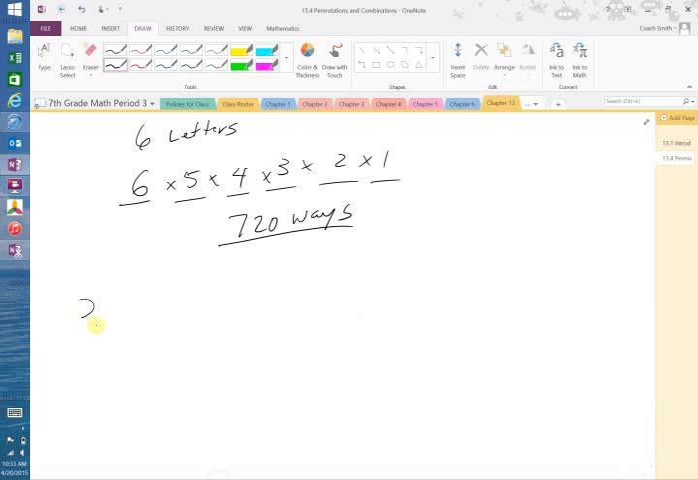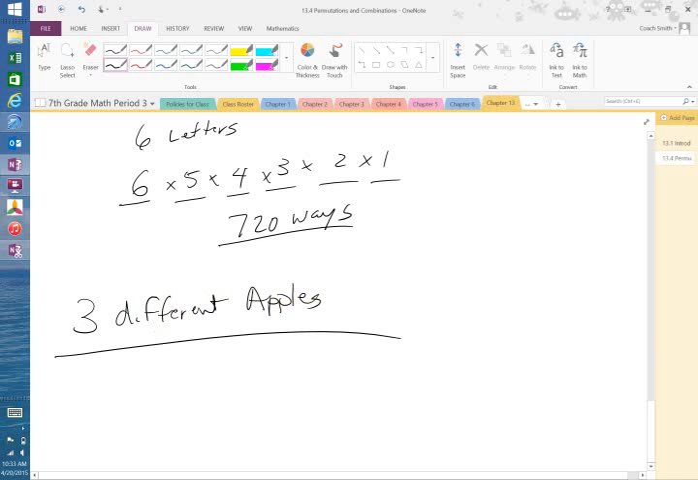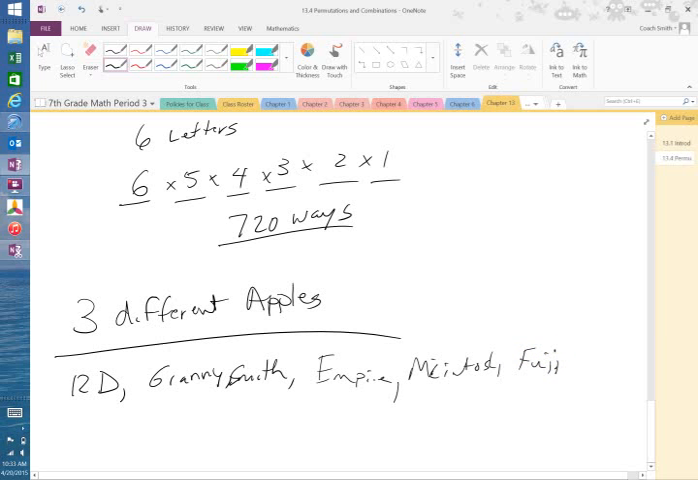Okay, so we have 3 different apples we want to choose from 5 different apples. They have Red Delicious, they have Granny Smith, excuse me. They're using my name, I ought to sue them. Granny Smith, Empire, Macintosh, and Fuji. I thought that was FIM, but I guess not. Okay, so there's 5 different apples.